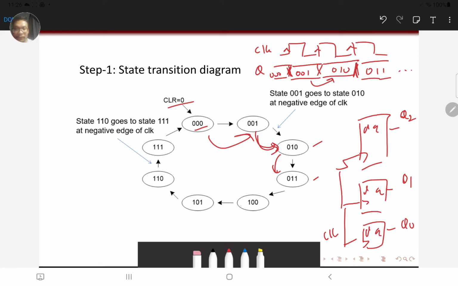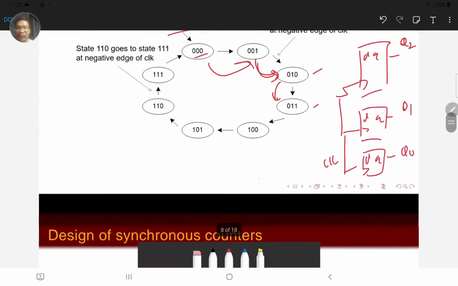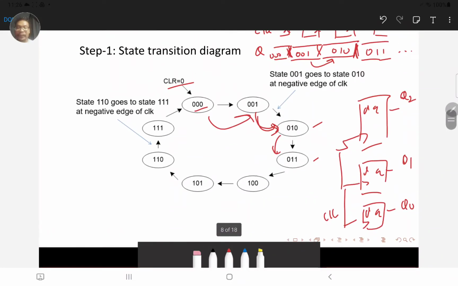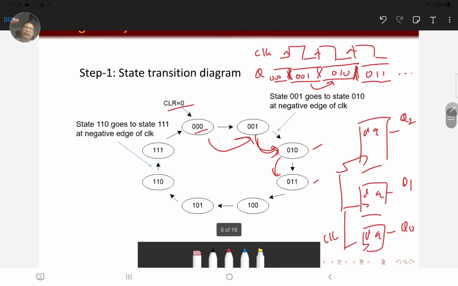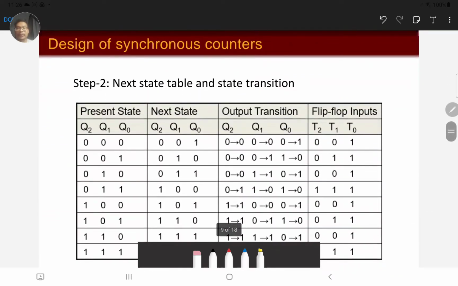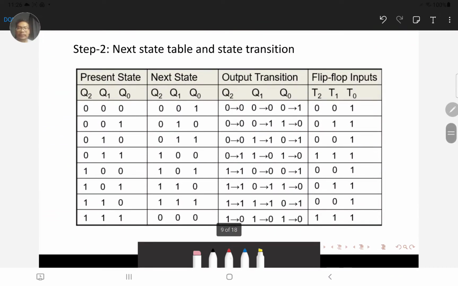So how do we design this? First of all, we derive the state transition diagram. Once we know how the sequence will change, from 0, 1, 2, 3, and so on, next we derive the next state table and the state transition. In the next state table, we have what is called the present state, we have the next state, we have the output transition, and we have the flip-flop inputs.